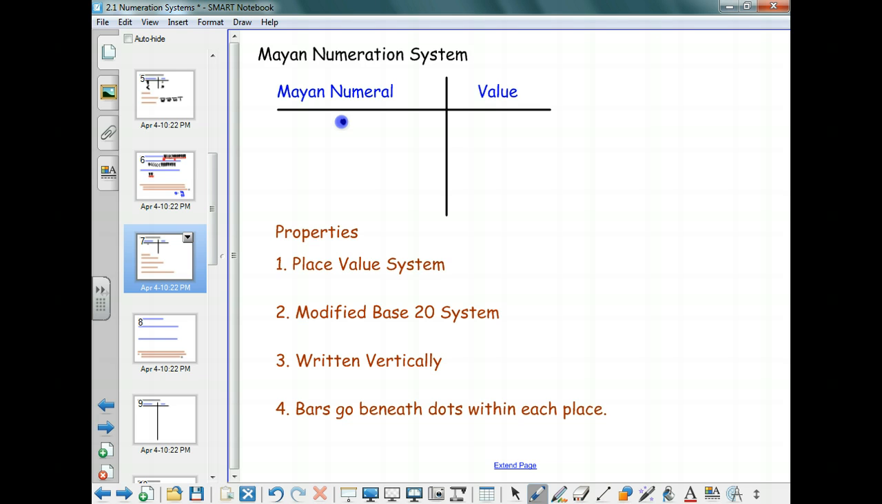So let me tell you their numerals first. They have one that's a dot. This is the value of 1. They have a horizontal bar. This has a value of 5. And they have a symbol that looks like this, and it has a value of 0. It's like a shell, kind of what they describe it as. Looks like a football a little bit.